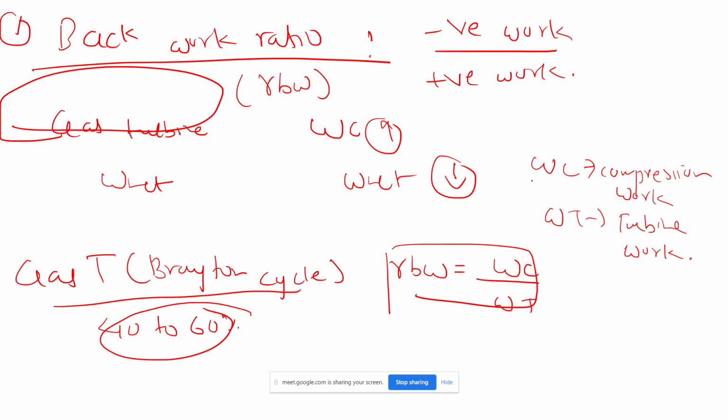Okay, so it is basically the ratio of the unwanted work to the useful work which we want. Turbine work is our useful work, and compression work is what we want to be minimum, so that the net work output can be improved.